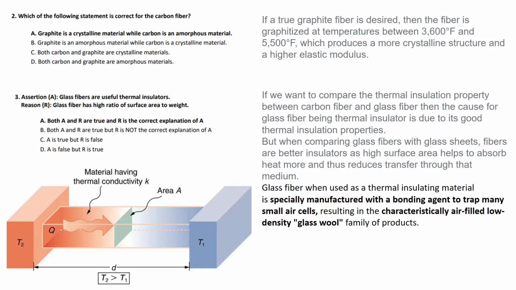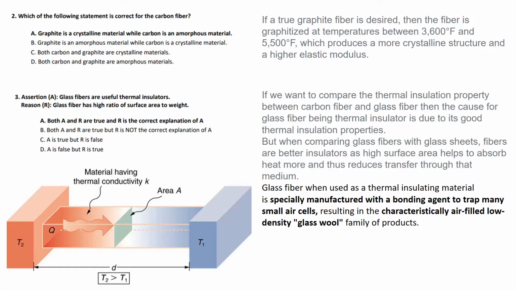compared to carbon, as carbon in form of graphite is definitely one of the best conductors which we can have, while glass is a popularly known insulator. So on basis of material, it is a thermal insulator. But this reason states that glass fiber has high ratio of surface area to weight. So this statement can also be correct if we are comparing glass fiber with glass sheets.